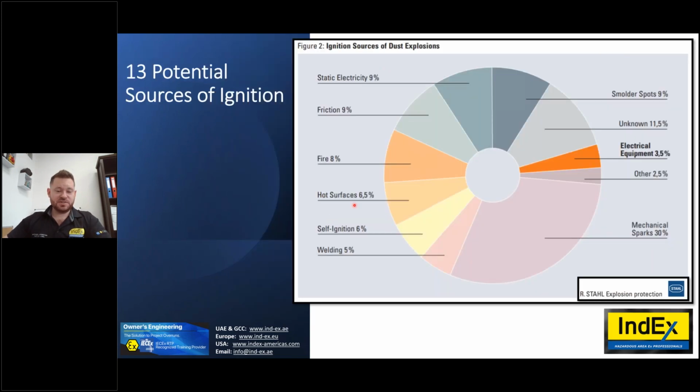Now, ignition sources of dust. There are 13 potential sources of ignition. The ones that cause most ignitions are mechanically generated sparks, as well as hot points, hot surfaces, fires, friction, smoldering spots. So from mechanical failures, other ignition sources can be created, such as the hot surfaces and fires and smoldering points. Electrically, there is the typical electrical equipment, but also static electricity, grounding, earthing, and other points as that.